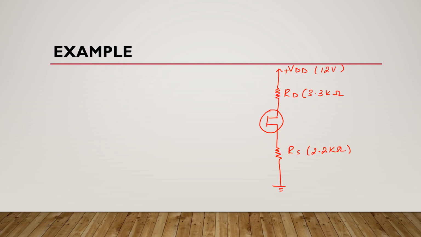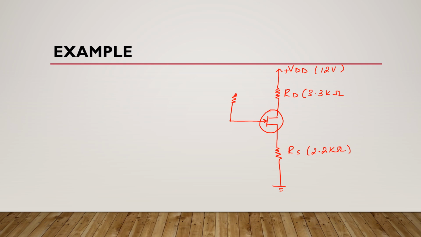Now look at this example. If you have an n-channel JFET voltage divider bias configuration like this, where this source resistor is 2.2 kilo ohms, and here we have drain resistor RD, and suppose it is 3.3 kilo ohms. Here we have VDD, and suppose it is 12 volts here, and the arrow is like this.